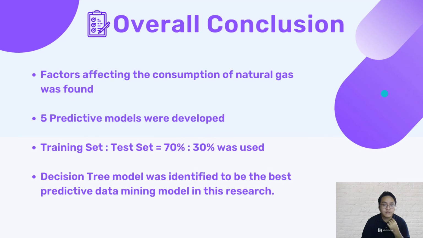So for the overall conclusion, we identified the factors affecting the consumption of natural gas. We developed 5 predictive models. We used a 70:30 training to test set ratio, and we found that the decision tree model is the best predictive data mining model in this research.